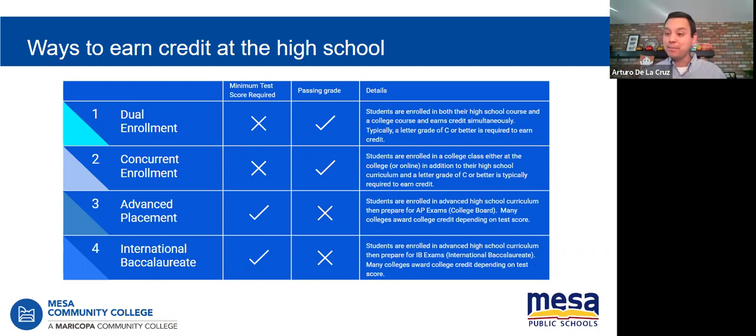And we also have an IB program, International Baccalaureate at Westwood, where students, again, will take a test at the end of their class. And depending upon that test that they earn, a college might decide to award them credit based on that test score.